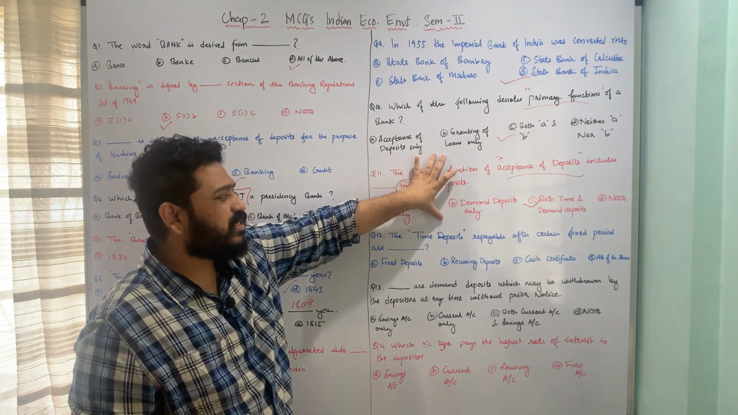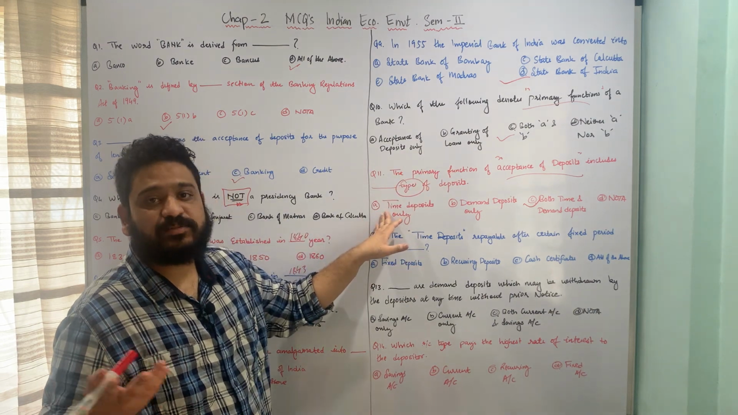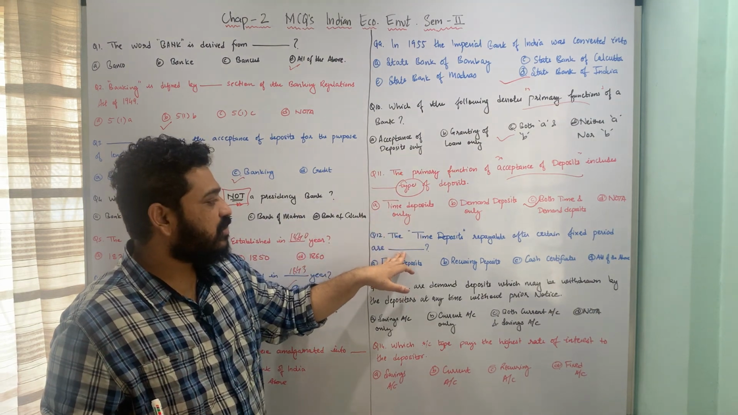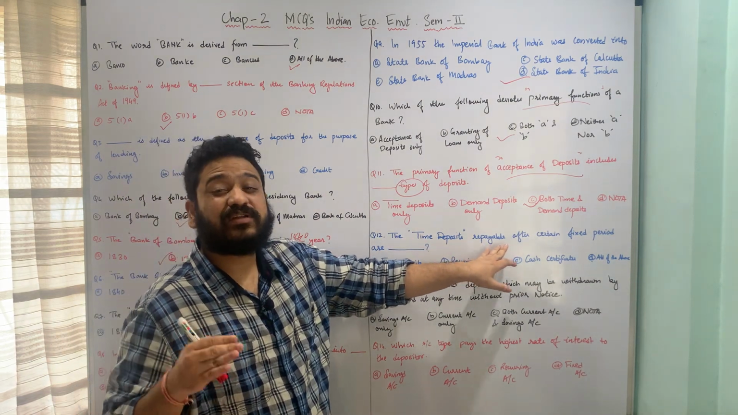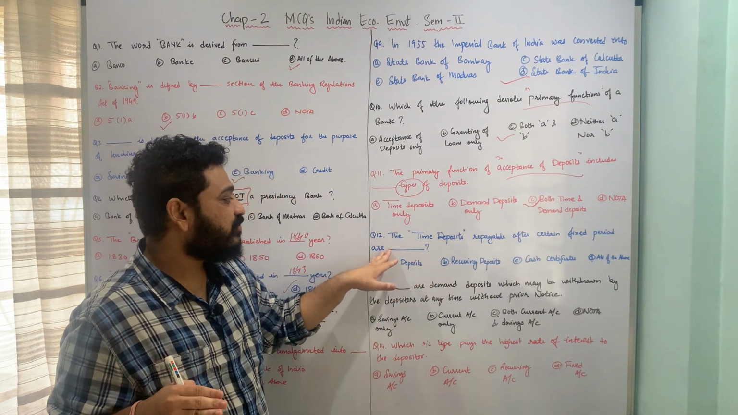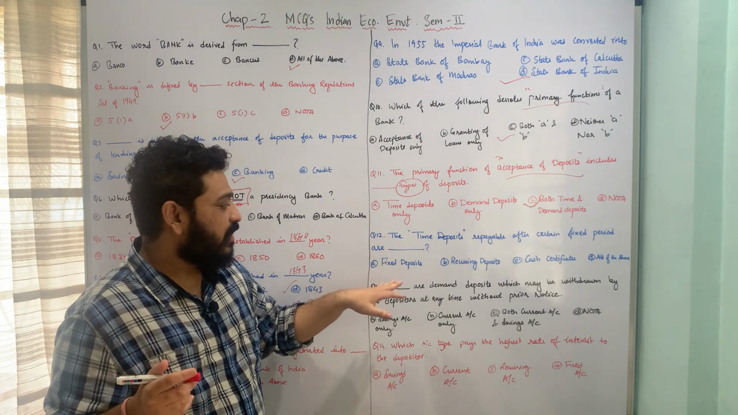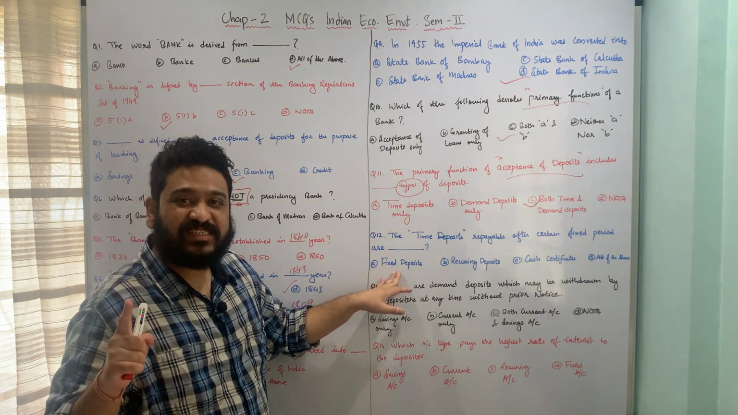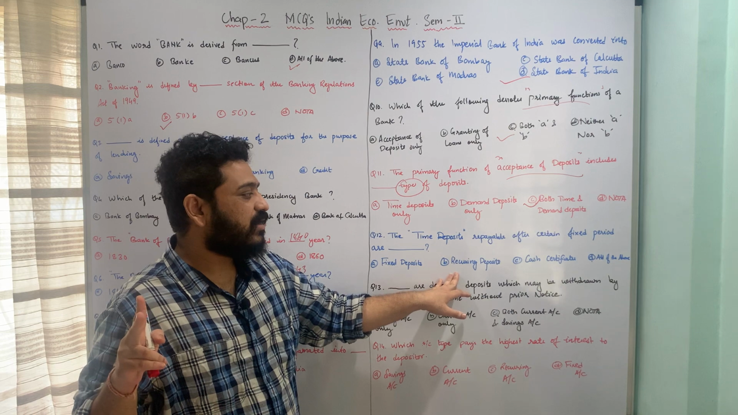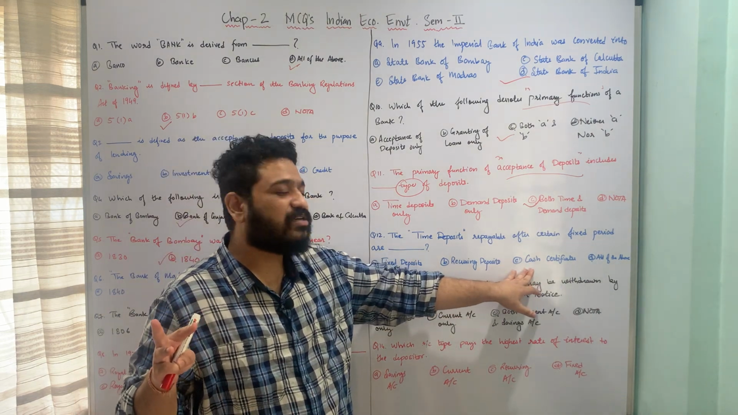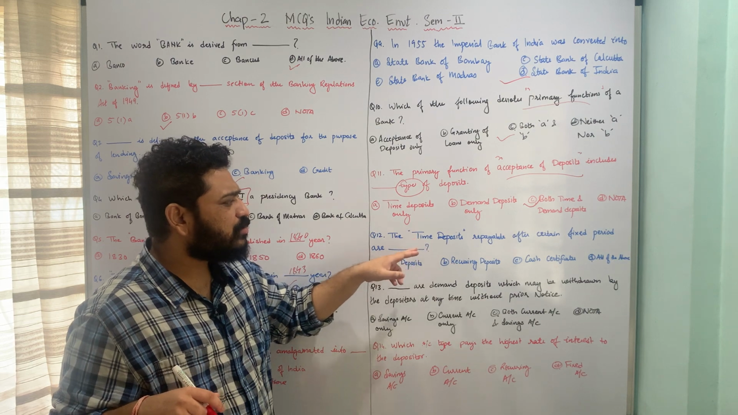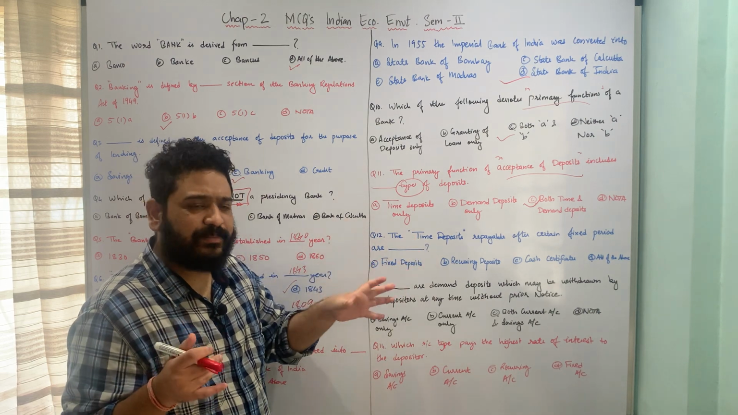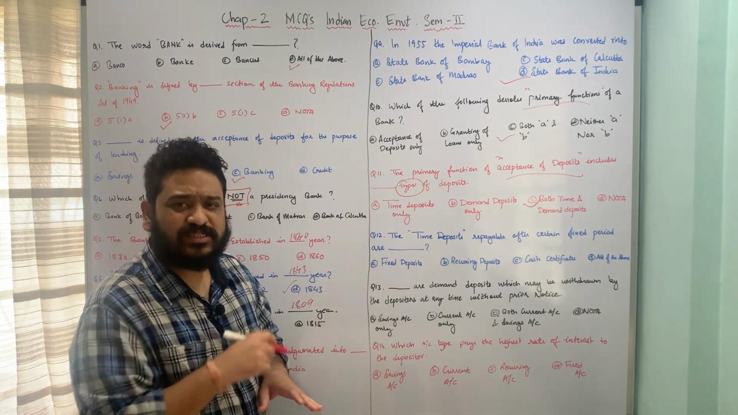The next obvious question is going to be what are the different types of time deposits, and the next question is talking about that. The time deposits which are repayable after a certain fixed period of time are what? And let us look at the underlying options. A, fixed deposits, B, recurring deposits, C, cash certificates, and D, all of the above. So here the correct answer is all of the above.